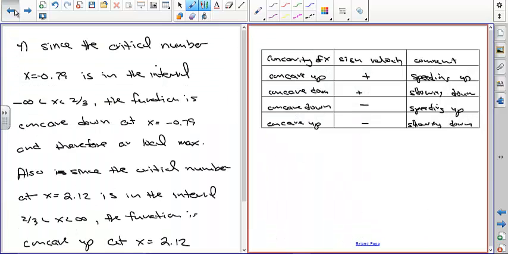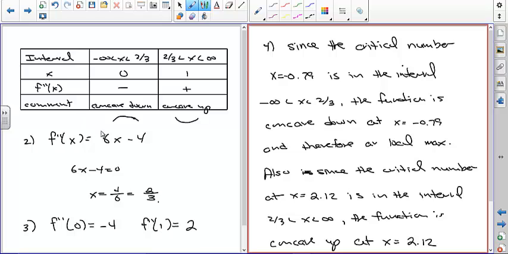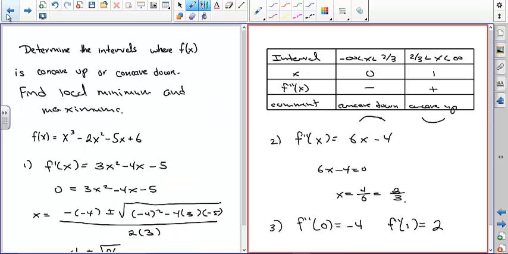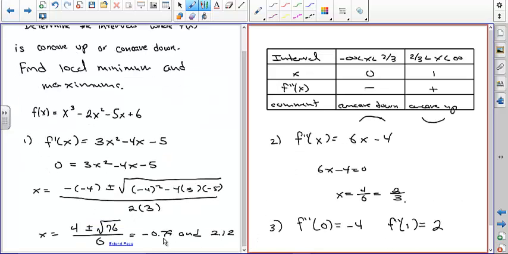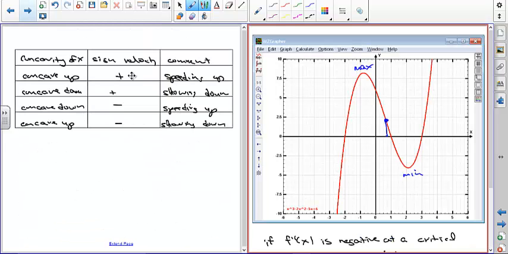So let's just check out what we found. We said that at x equals negative 0.79, we have a local maximum because it was concave down, and at 2.12 we have a local minimum. So here's the graph plotted. So here at negative something or other, we have a local maximum. It's concave down. Here we have the point of inflection, so it changes from concave down to concave up. And then we have a local minimum at x equals approximately 2. So that's the graph associated with the problem that we just did.